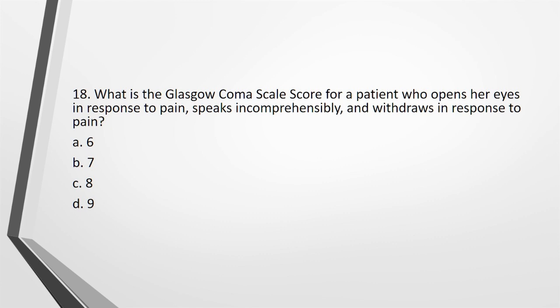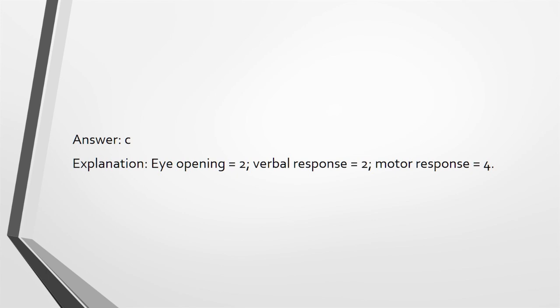18. What is the Glasgow Coma Scale score for a patient who opens her eyes in response to pain, speaks incomprehensibly, and withdraws in response to pain? A. 6. B. 7. C. 8. D. 9. Answer: C. Explanation: eye opening equals 2. Verbal response equals 2. Motor response equals 4.